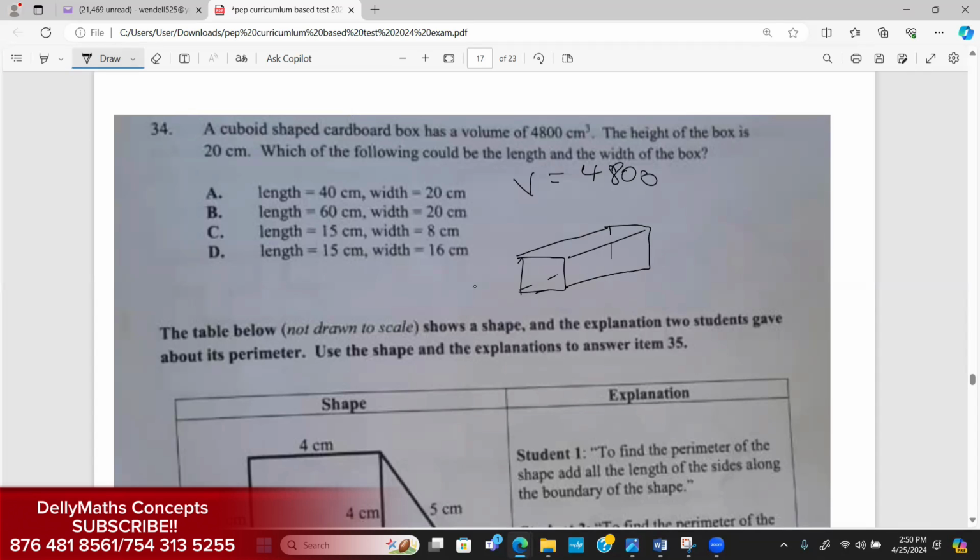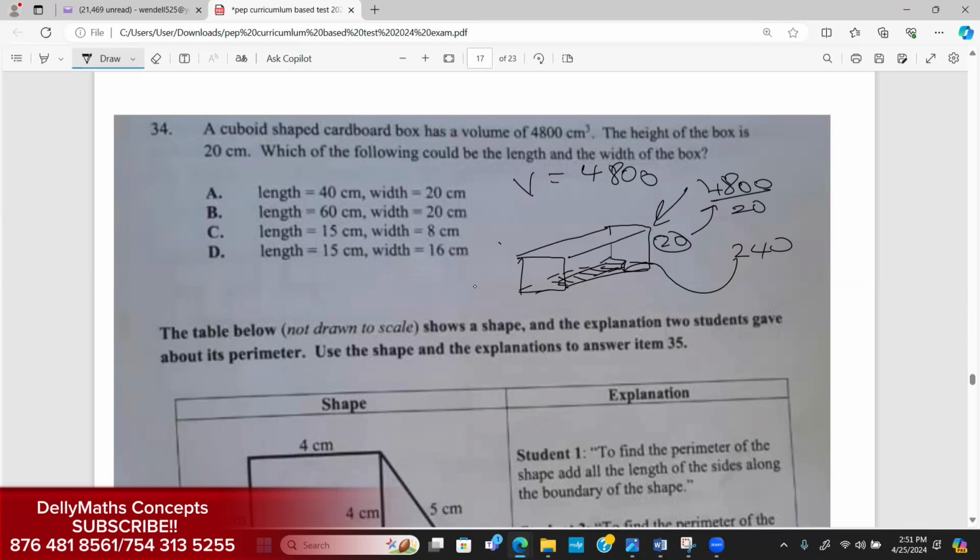This is our box, and we're talking about the entire volume. You know what the volume refers to? The space that it is taking up. And then the height is 20. Now remember the formula: the area of the bottom times 20 gave us that. So if we divide 4,800 by 20, it's going to give us the area of the bottom, which is 240. So 240 times 20 gives the answer.